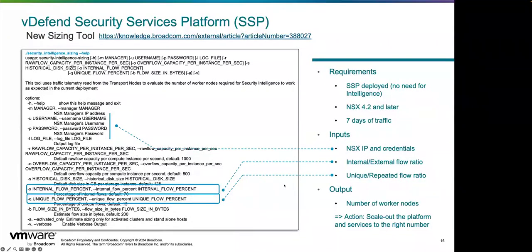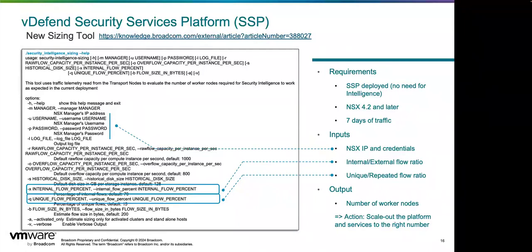And we have a sizing tool. This is a little script that you can run to help you understand the sizing of the environment. First thing you need to do is have SSP deployed. You need to have NSX 4.2, and you need 7 days of traffic. So you can run this script before you ever turn on Intelligence, before you start actually doing anything with the flows. Basically we're looking to gather 7 days of flows and then run the script to get an idea of, against those 7 days, how big of an environment we need to build.